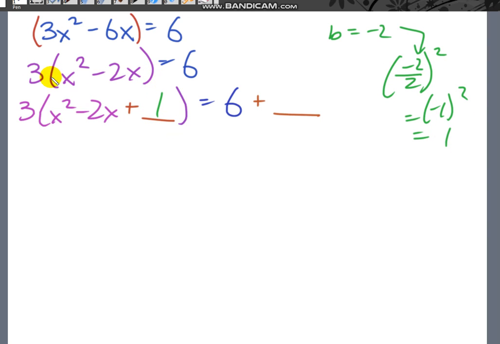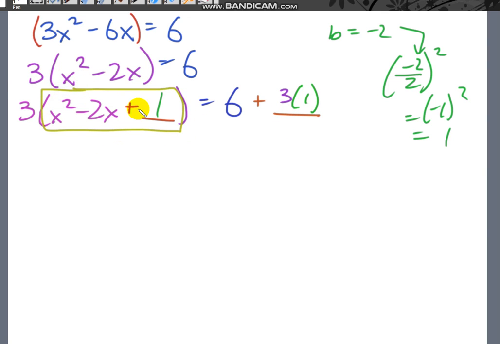1 goes here. What goes on the right hand side? We need to balance out the left and the right hand side. So this is going to be 3 times 1. 3 times 1, as you can see there. So let's go ahead and clean this up.